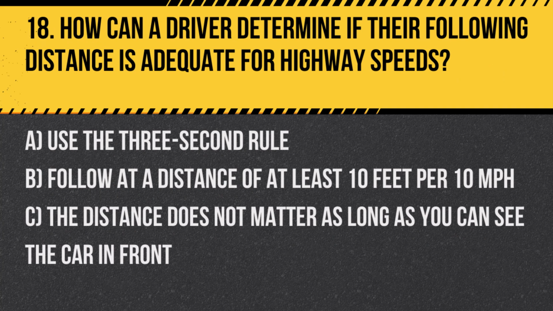Question 18. How can a driver determine if their following distance is adequate for highway speeds? A. Use the 3-second rule. B. Follow at a distance of at least 10 feet per 10 miles per hour. C. The distance does not matter as long as you can see the car in front. Answer. A. Use the 3-second rule. This rule helps ensure there is enough space to stop safely without colliding with the vehicle in front.